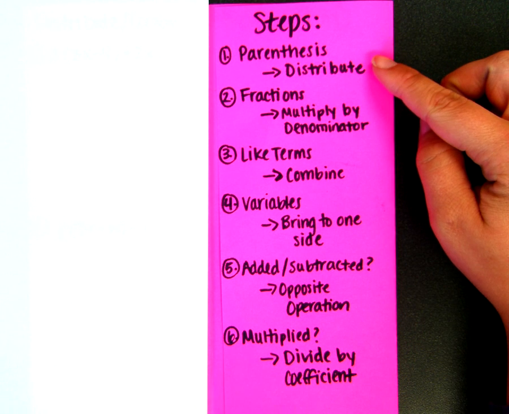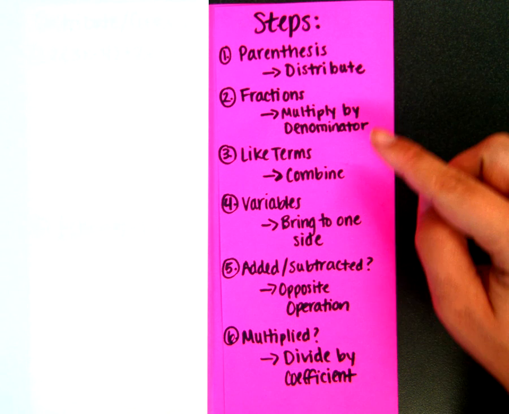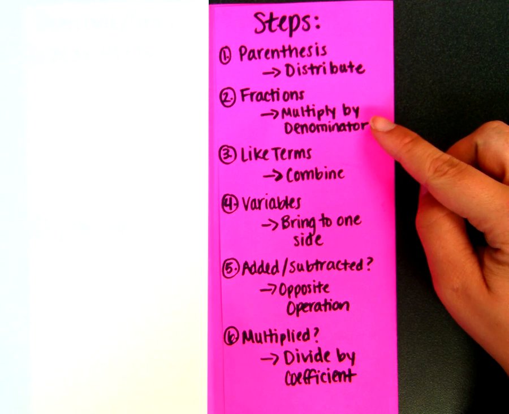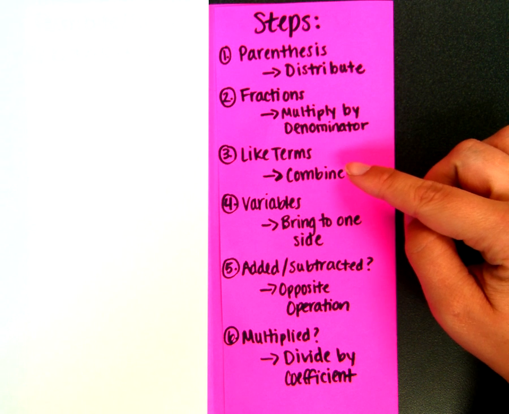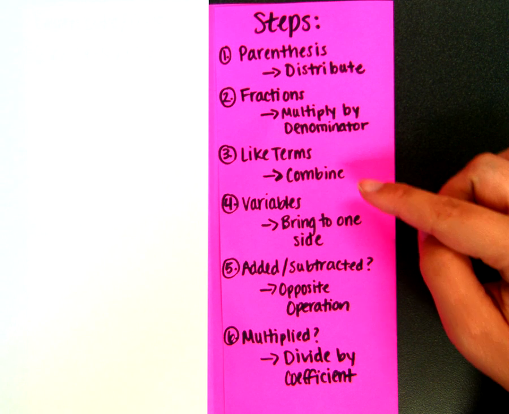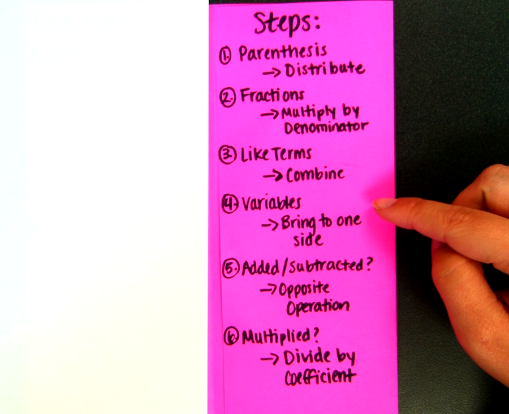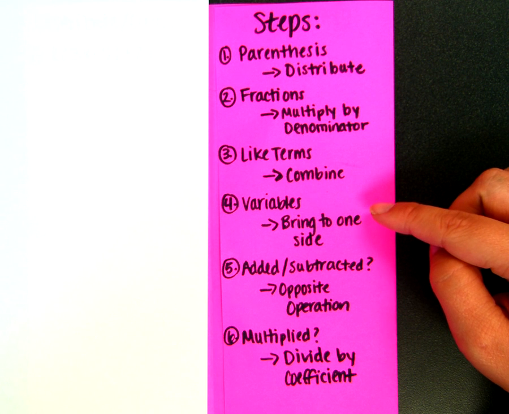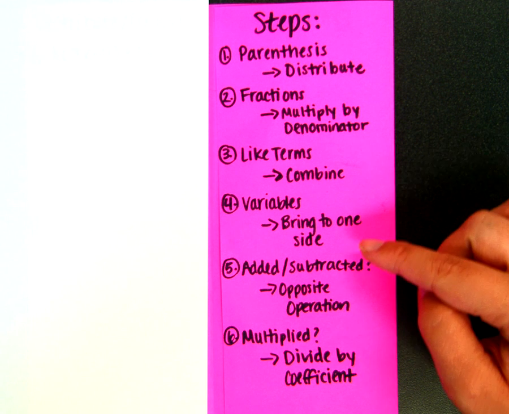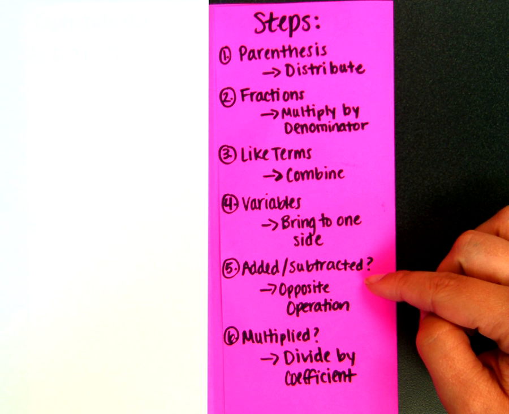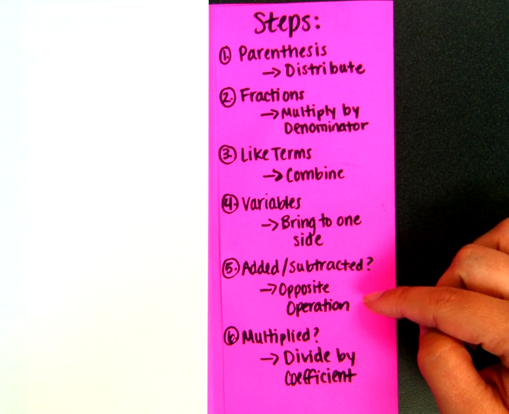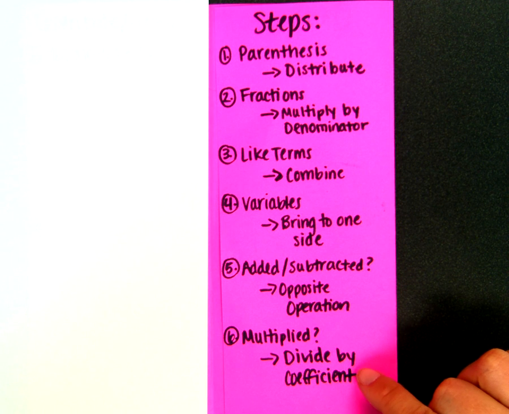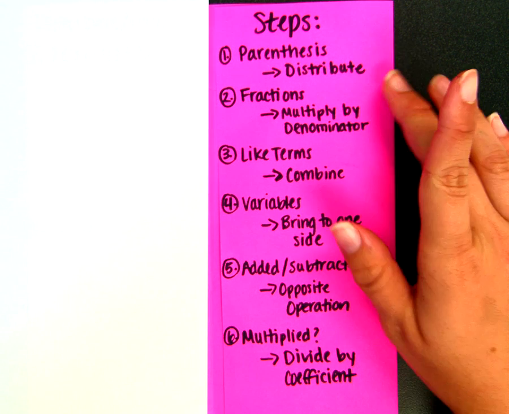First step is always to do what's inside the parentheses. So you're going to distribute first if you have to distribute. Then you'll get rid of your fractions, just like we learned in class today: you multiply by the denominator. Then you look for like terms, and you combine. The next thing, which we have not covered yet, is variables. You're going to make sure all your variables are on one side. Then is there any adding or subtracting? If there is, you have to do the opposite operation to move it over. And then if it's multiplied, you divide by the coefficient. So these are your steps.